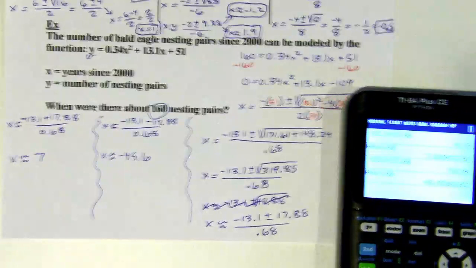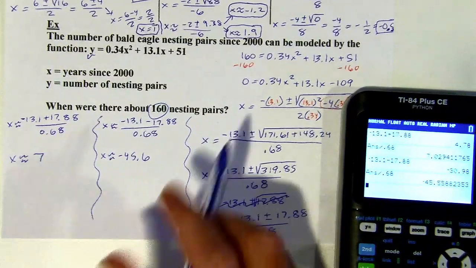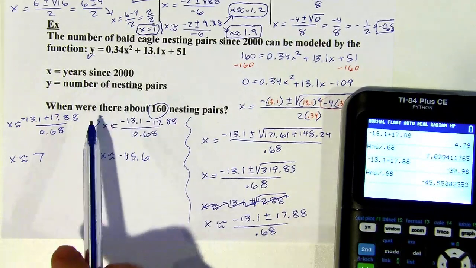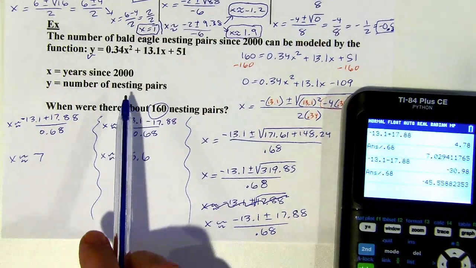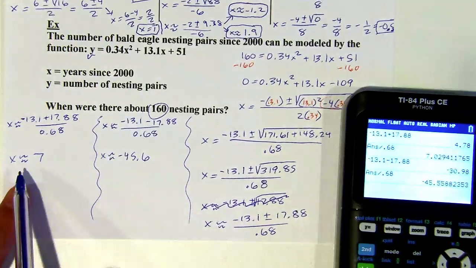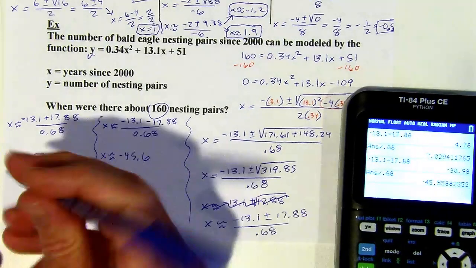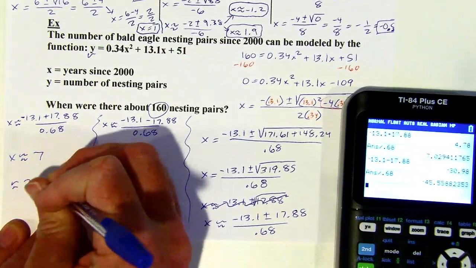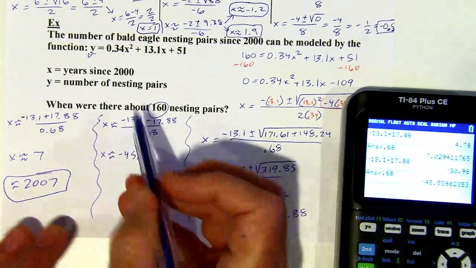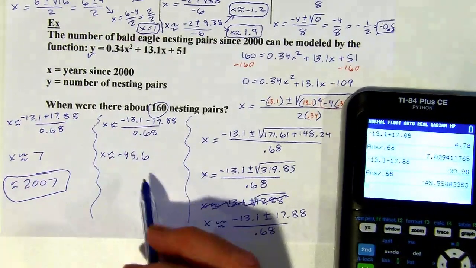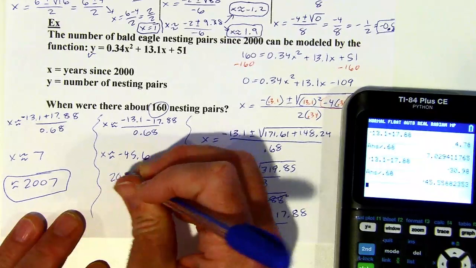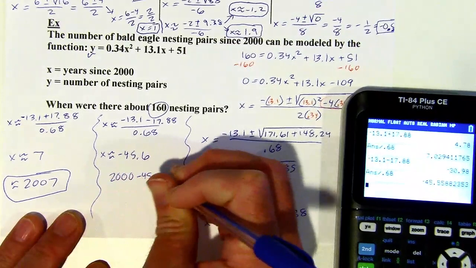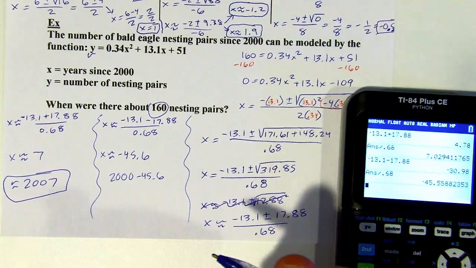Okay, now let's think about this. This is years since 2000. So x is going to be the years since 2000. So when my x is 7, that's going to be about the year 2007, because that's 7 years after 2000. If I did this, it'd be 2000 minus 45.6, but we're only talking about years since 2000.